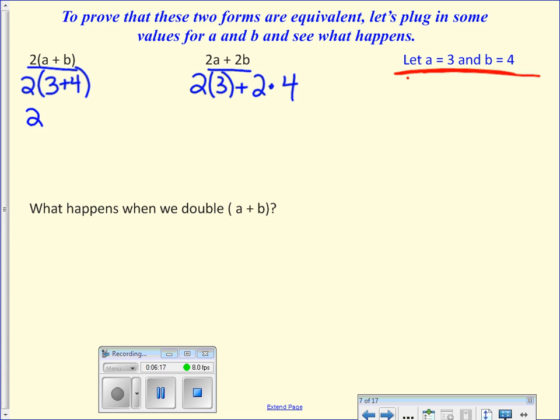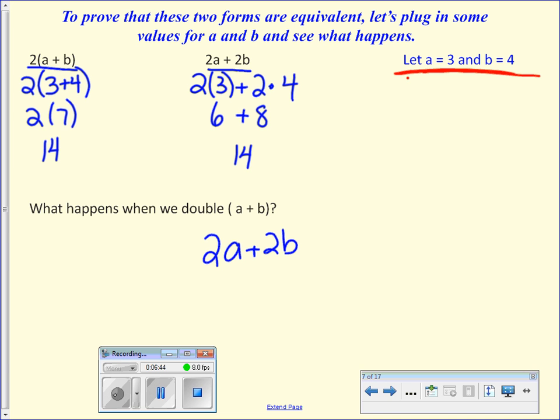So let's use PEMDAS to solve. Do the parentheses, and then we multiply. Here we're going to multiply first and then add. So are those two expressions equivalent? Does 14 equal 14? Yes, we just proved it. So when we double A plus B, we have 2 A's plus 2 B's.